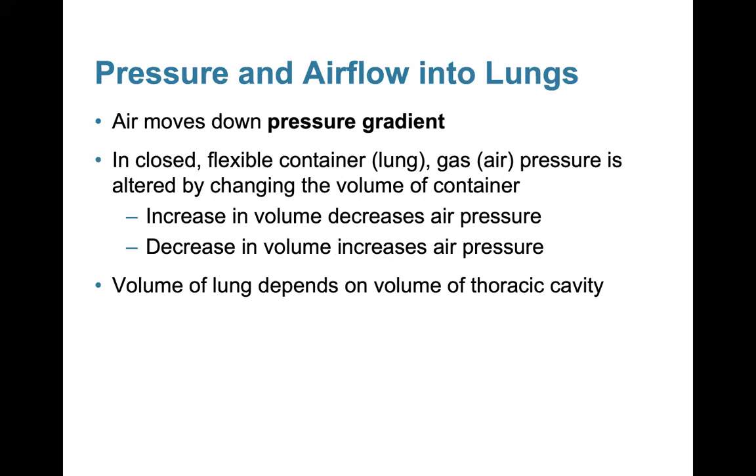The way that this happens is we have pressure differences that allow for airflow into and out of the lungs. Air moves down a pressure gradient. In a closed, flexible container, such as the lungs, gas or air pressure is altered by changing the volume of the container. If you increase in volume, you decrease in pressure. They are inversely proportional to one another. If you decrease in volume, you increase in pressure. The volume of the lung depends on the volume of the thoracic cavity.